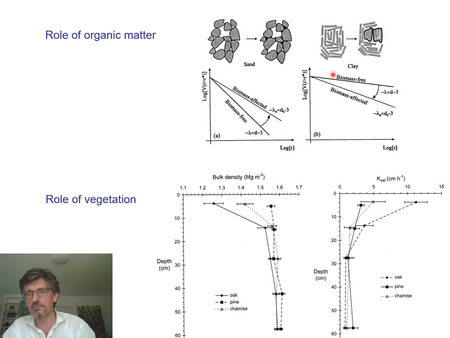Just the same, but starting from a different point, it happens for clays, where the original structure with these disorganized platelets now becomes aggregated by organic matter into bigger aggregates, into bigger structures. So this gives rise to a relatively greater abundance of bigger pores, compared to the very tiny pores that you had before.